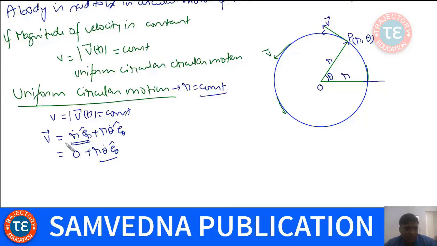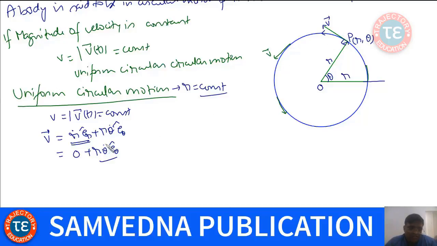For this we don't even need to apply the formula. In circular motion, velocity is always tangential to the path, and the tangent to a circle is perpendicular to the radius. So velocity is perpendicular to radius, which means it does not have any radial component. So velocity is purely transverse in nature, right?